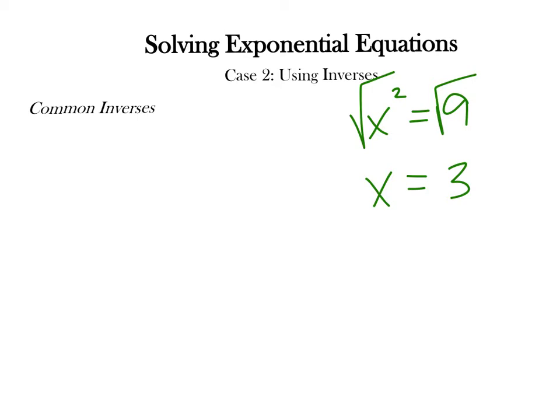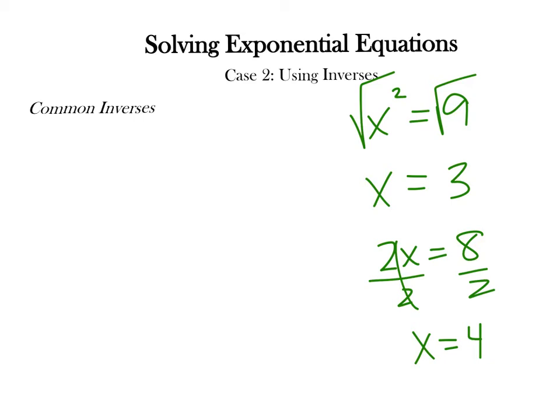If we did 2 times x equals 8, well, here we're multiplying 2 times x, so the inverse is to divide, and x equals 4, right? We've been using inverses all year long with square roots, with squares, with all of these different types of equations. Well, now we're going to do that with exponential functions or exponential equations. So let's talk about some common inverses.